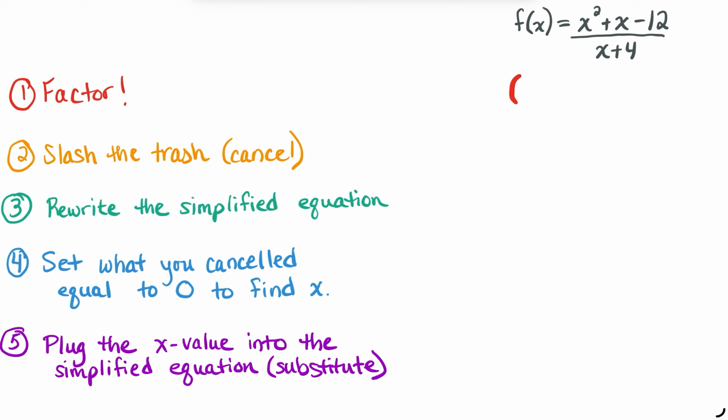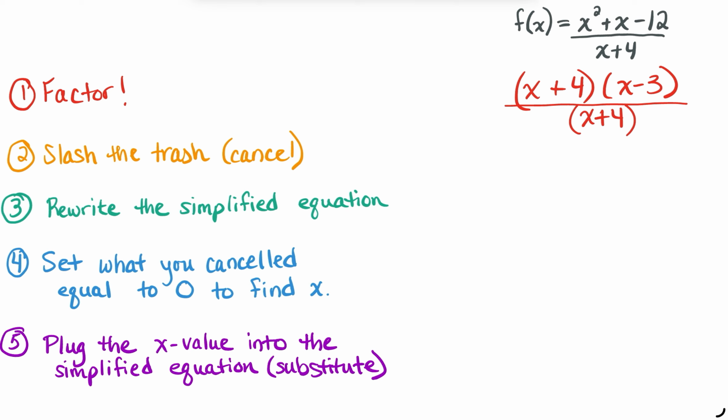So this is going to be x plus 4 times x minus 3 all over x plus 4. And we can throw parentheses around that because that fraction line creates invisible parentheses.